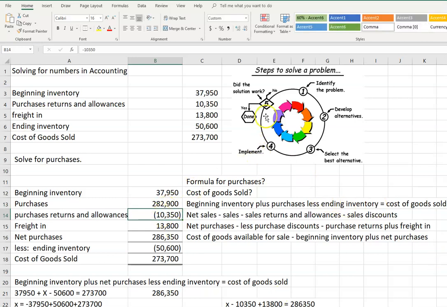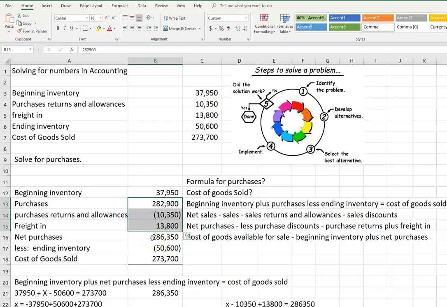Now, it says that I implement it. All right, I did that. And then, did the solution work? This is what I consider the very important part. I want to test this and make sure that it works. I know beginning inventory plus purchases less ending inventory gives you cost of goods sold. So let's just test it all out. Does this minus this plus this equal net purchases?